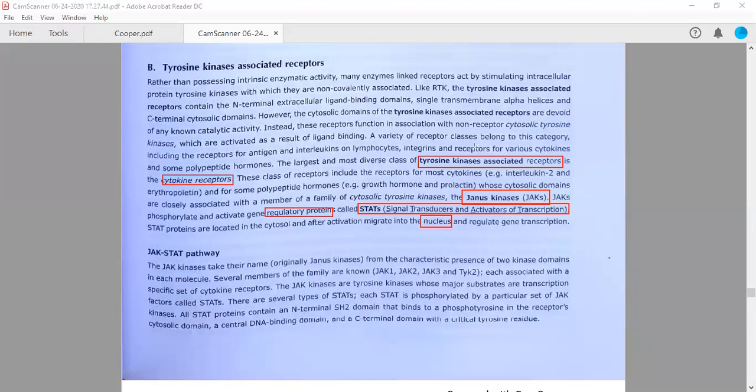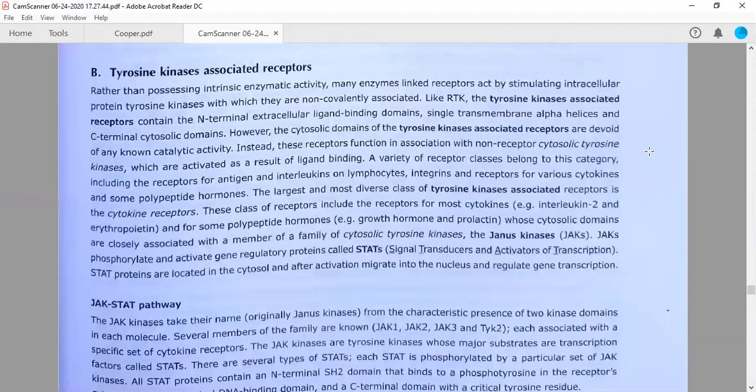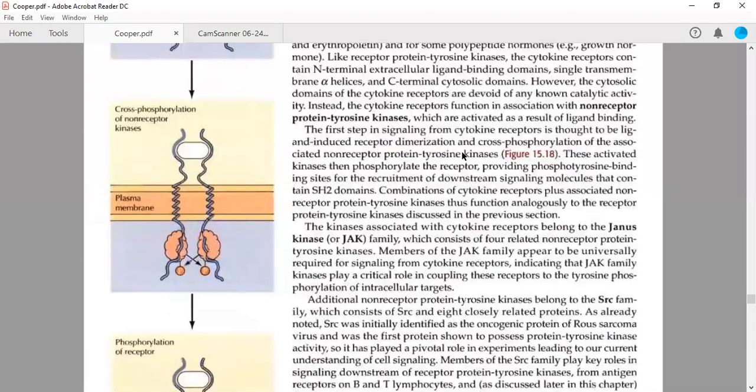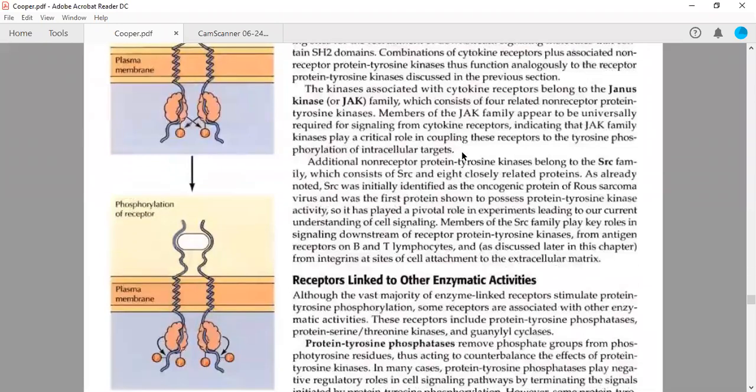Now, I hope it is clear in your mind what we are going to study in this particular class. So we are starting our discussion of receptor tyrosine kinases. If you are still not able to get the introductory portion of this lecture, I will explain again. If you are facing any queries, you can write in the chat box.